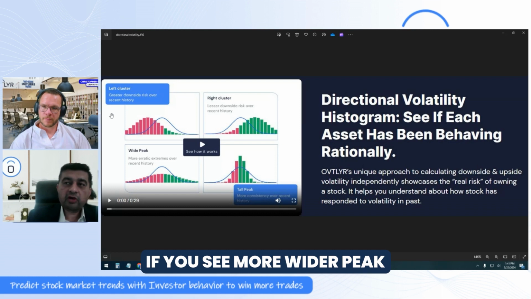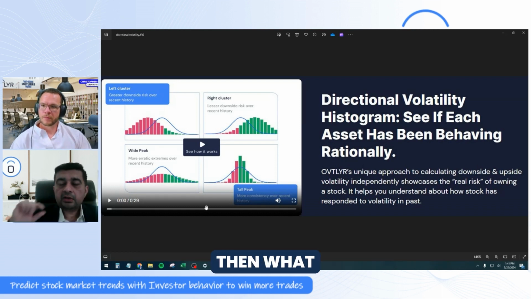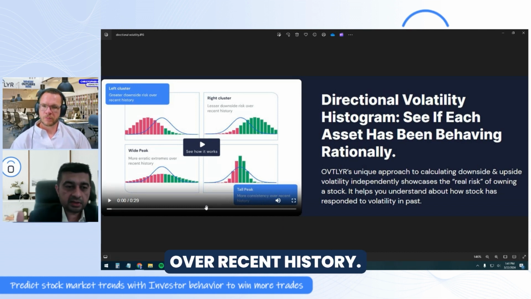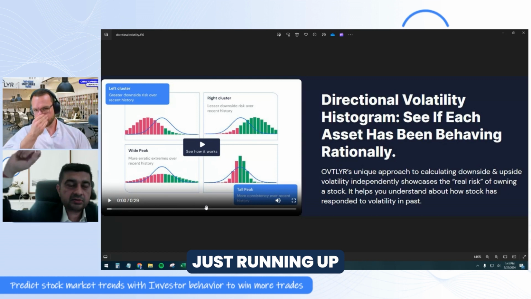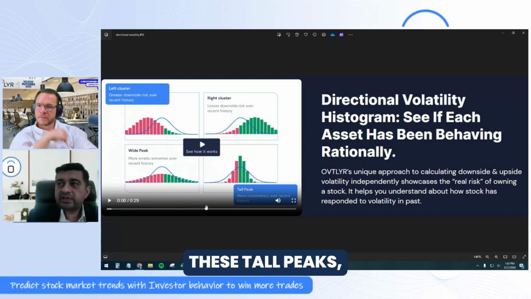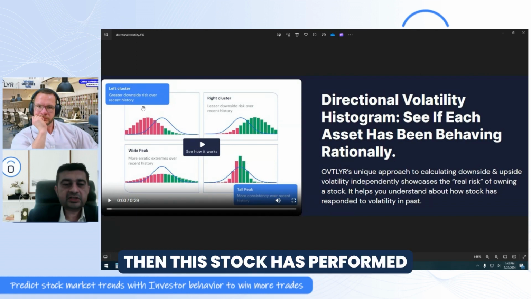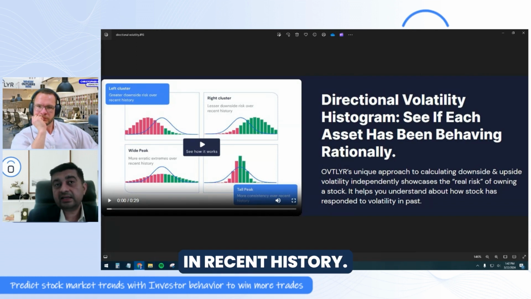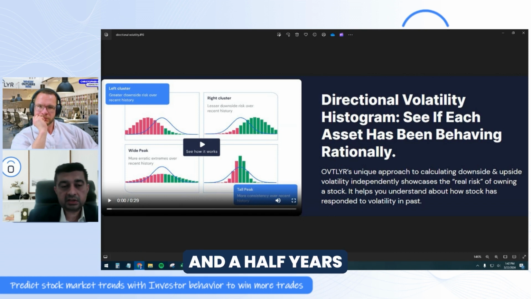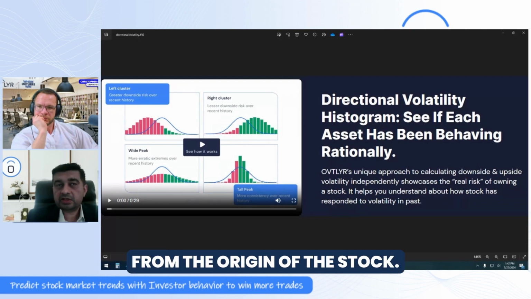If you see a wider peak, then it tells you that this stock has seen more erratic extremes over recent history. You may see one day it's just running up, and the next day it's falling drastically. And if you see these tall peaks, then this stock has performed more consistently in recent history. When I say recent history, I'm talking about the 4.5 years that you are seeing on our platform. So we are tracking just for that period. We are not tracking from the origin of the stock.